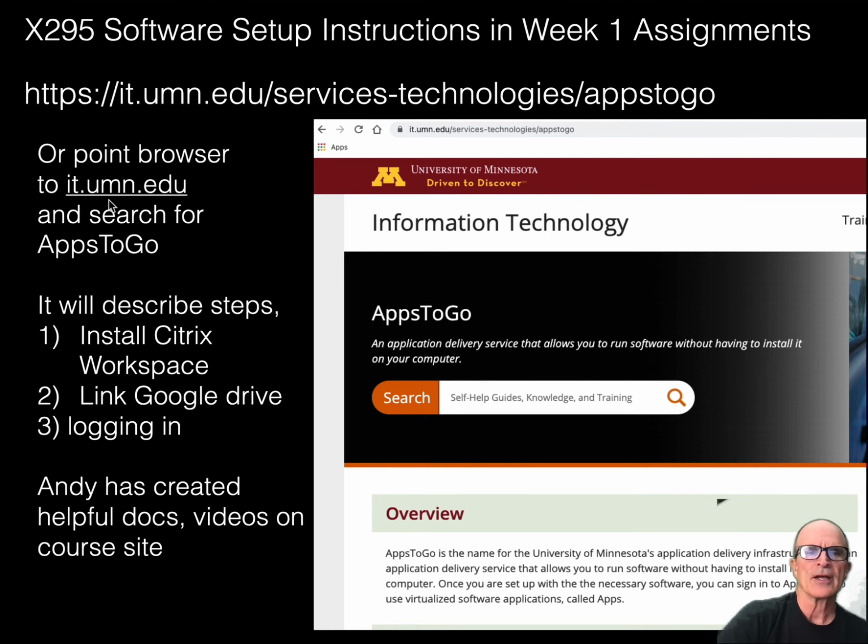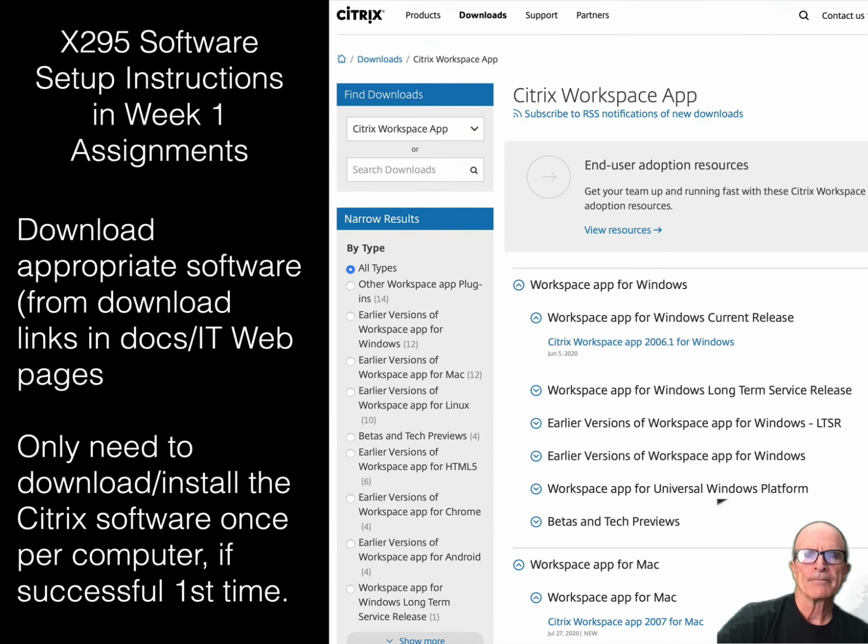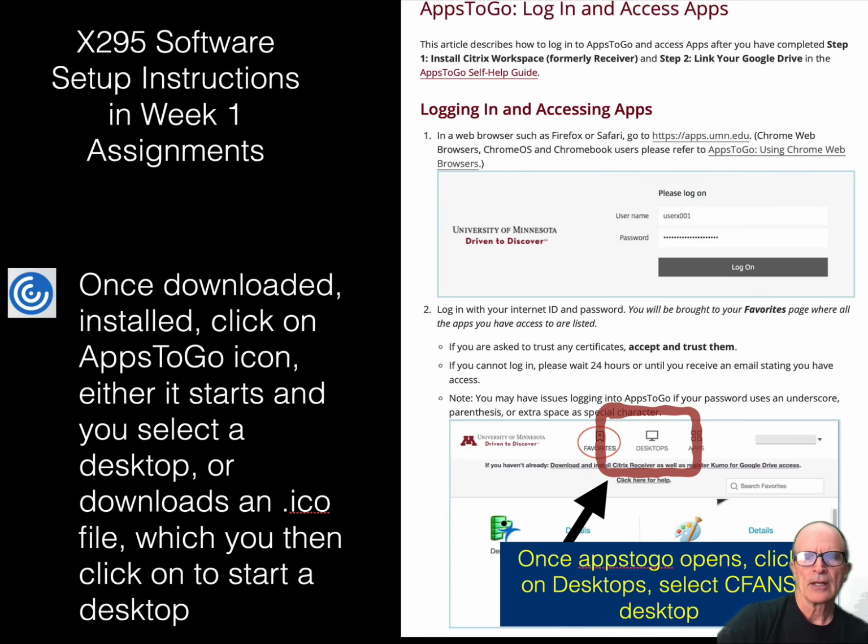You can also go to the IT.umn.edu and look for apps to go. There'll be a lot of information on how to download and how to use the data there. How to install the Citrix workspace with apps to go is pretty straightforward. Now, once you download it and install it, you start it by clicking on the app, and it will either start up directly or it'll download a file that you have to click on.